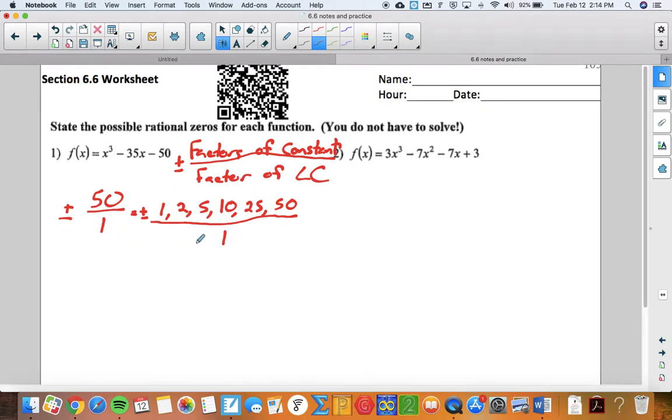So now divide. 1 divided by 1 is 1. So it could be positive 1 or negative 1. 2 divided by 1 is 2. Positive or negative 2 could potentially be a 0. And so on and so forth. When we divide by 1, obviously it's just that number. So here's my list of potential zeros. Boom. Let's try the next one.